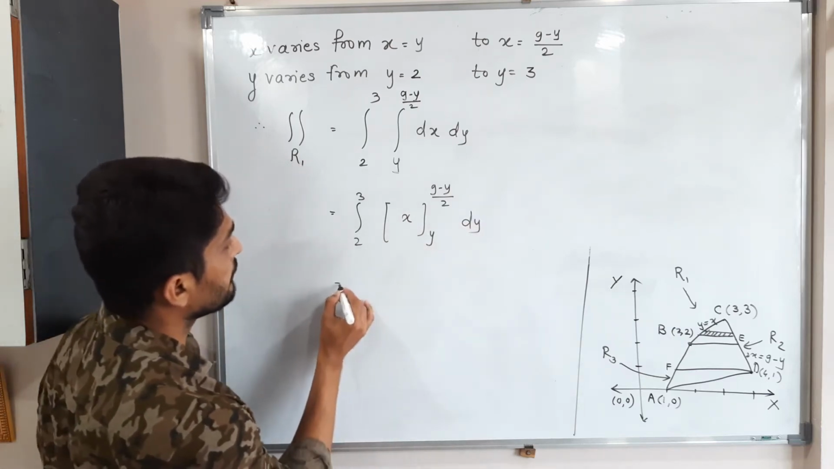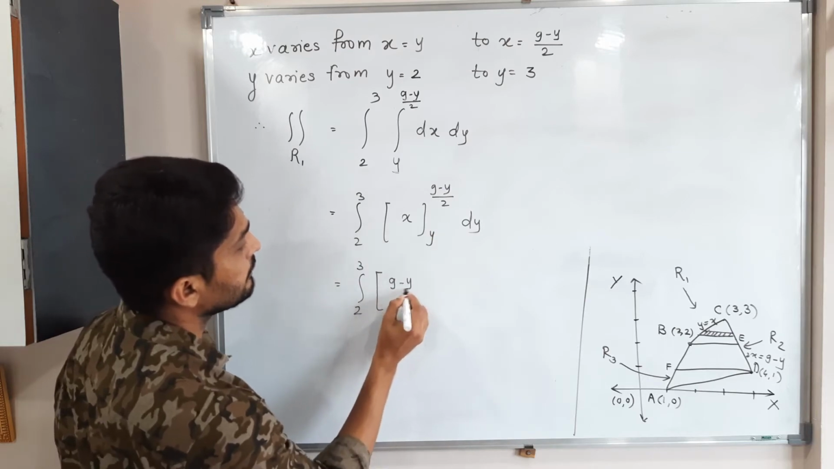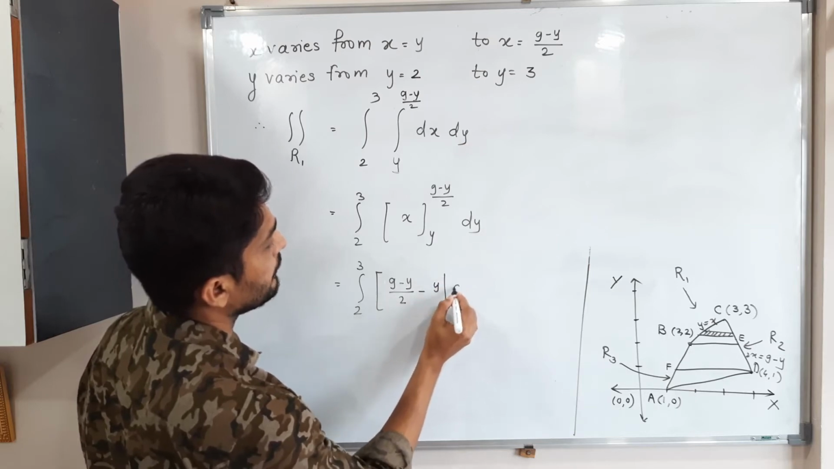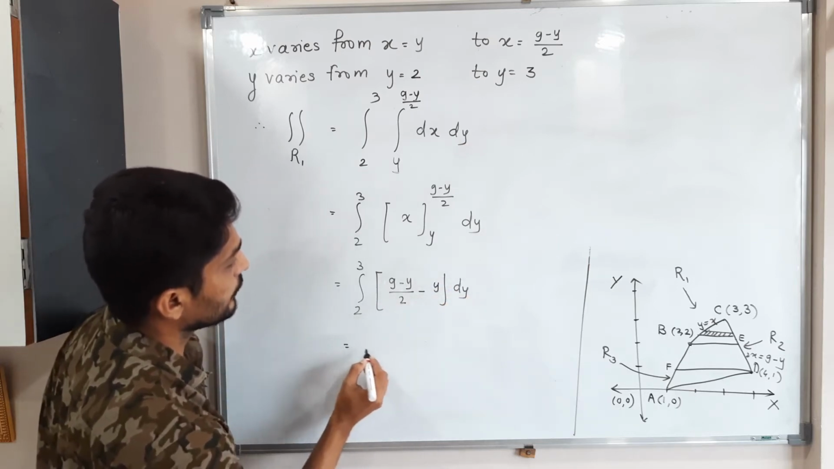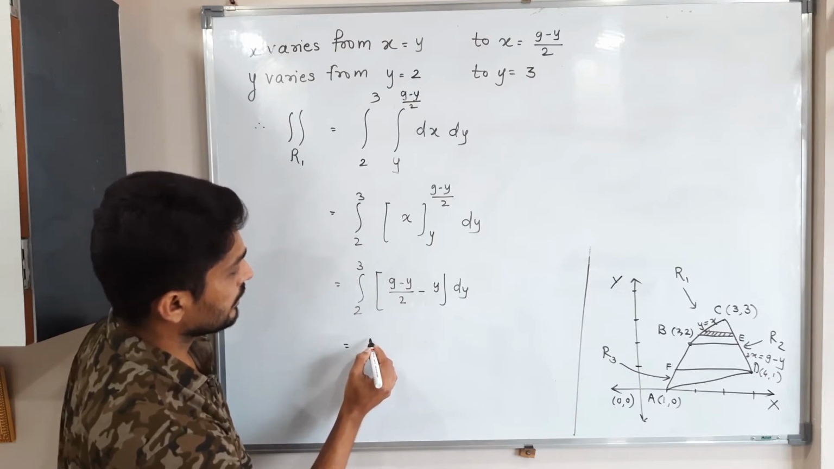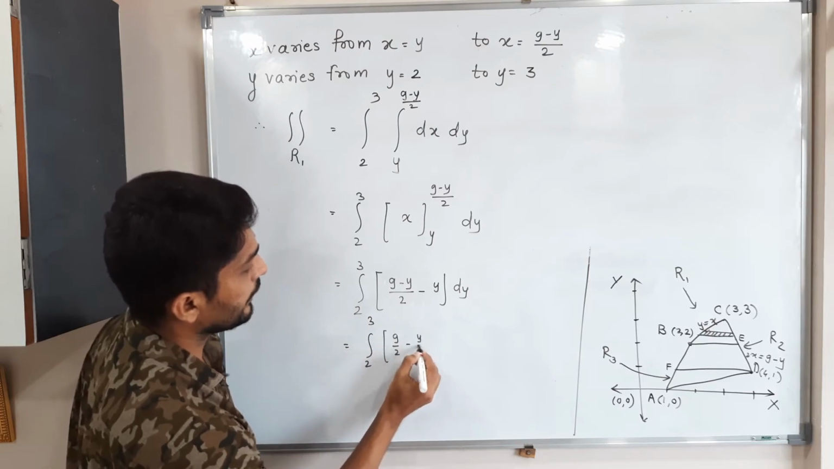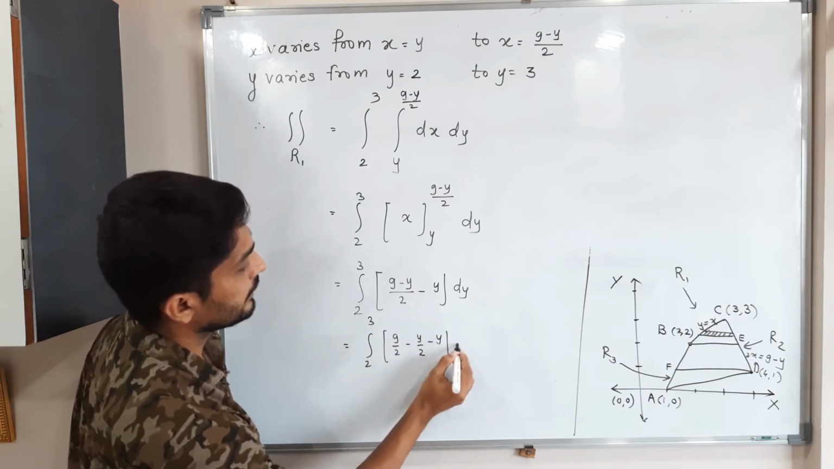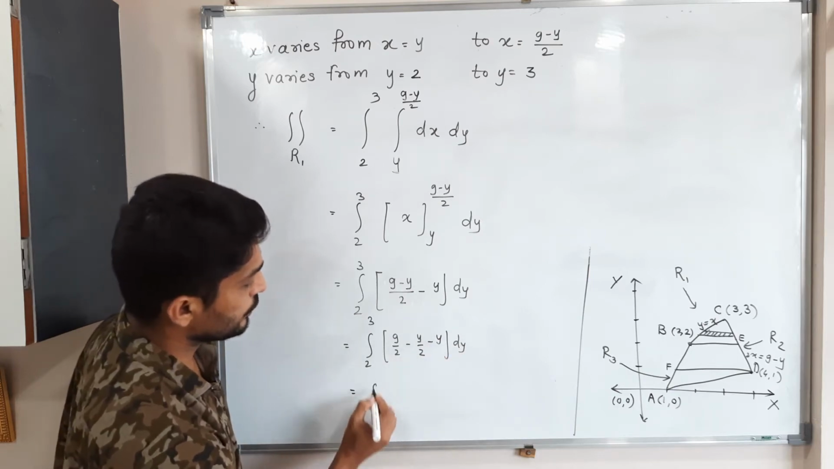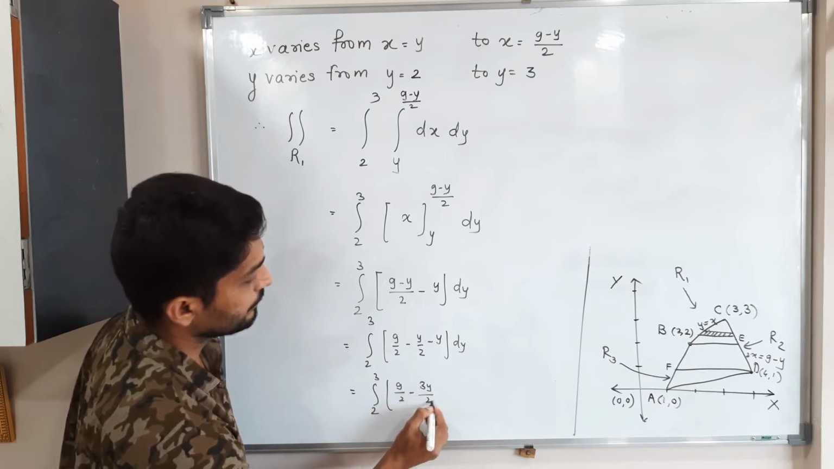So let us put the upper limit. Now it is very simple. You know well how to solve this. For the upper limit we put 9 minus y by 2, and this is minus y, we put the lower limit, dy. So this is equal to, what will I do? I will divide separately. So see, integration from 2 to 3 of 9 by 2 minus y by 2 minus y dy. So both, I can cross multiply. So we have a y now. So integration from 2 to 3 of 9 by 2 minus 3y by 2 dy.